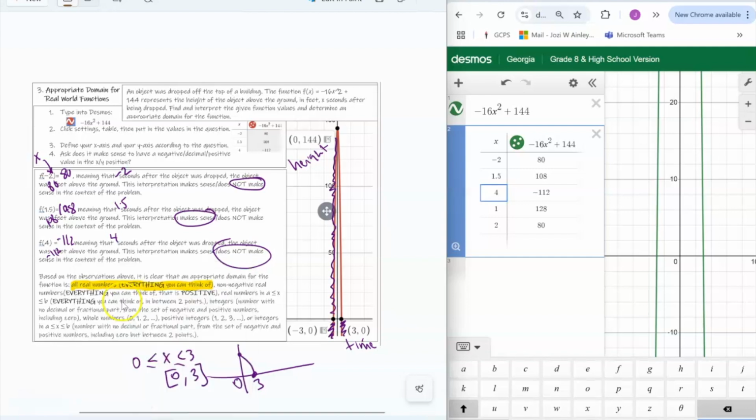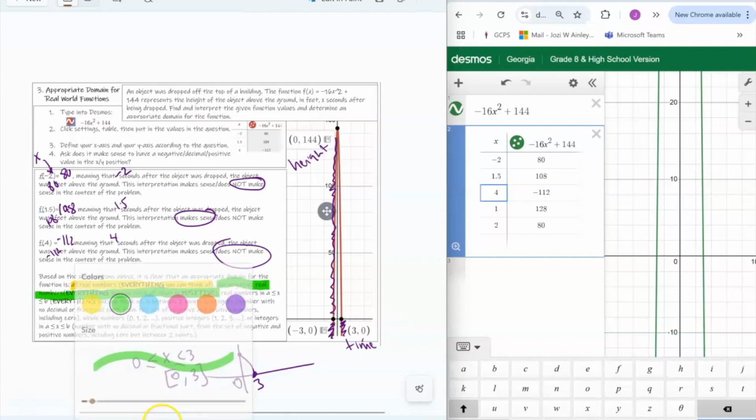Then you go on to your next definition. Can it be non-negative real numbers? That means everything you can think of that's positive. So let's think about it. Can I have everything on this side? No. Why? Because after 3, what happens here? I have negative height. So no, I cannot have that either.